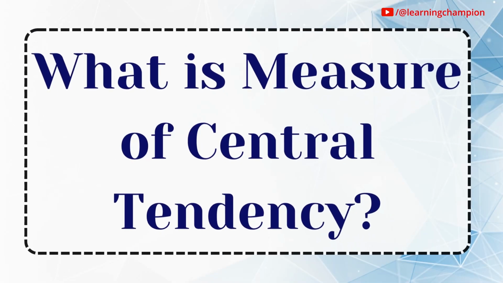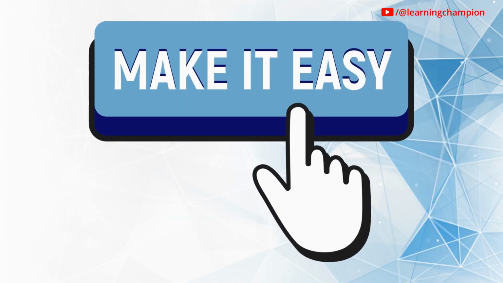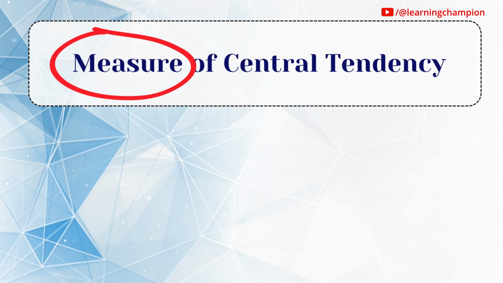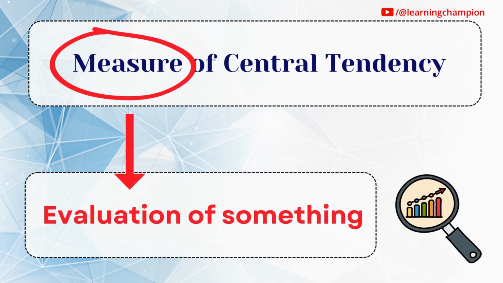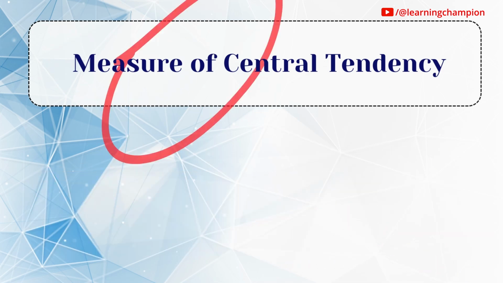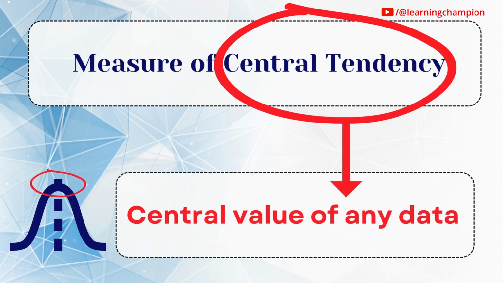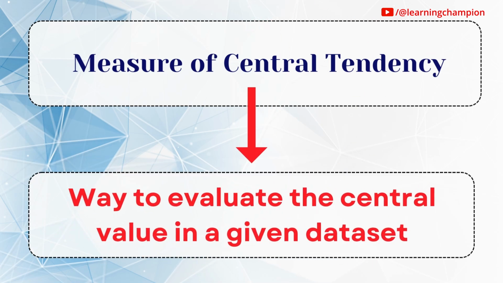Let's start today's video with what is a measure of central tendency. To understand the meaning of these words, let's break it down into smaller pieces. The first word is measure, which is evaluation or assessment of something. And the second word is central tendency, which denotes the central value of any data. Hence, the measure of central tendency is a way to evaluate the central value in a given dataset or series.